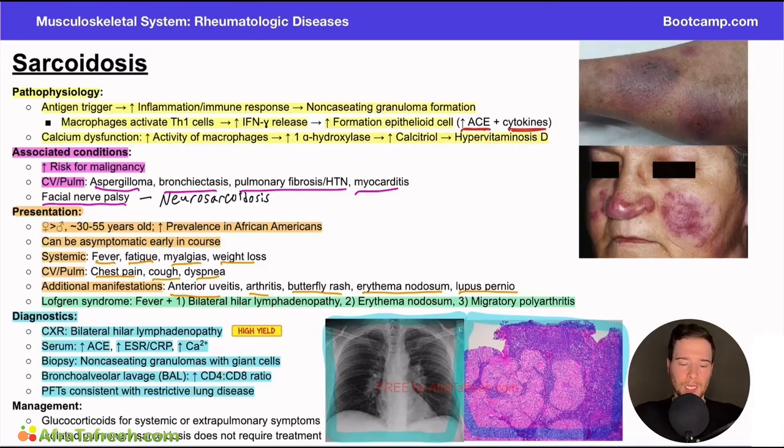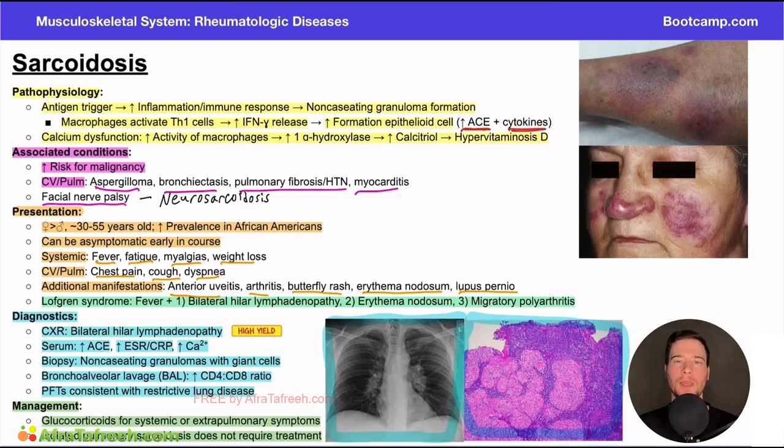Now, when we think about the management here, we're going to keep it pretty simple for this video, but it's really just going to be glucocorticoids for systemic or extrapulmonary symptoms. And they also like you to know that isolated pulmonary sarcoidosis does not require treatment. So if somebody just has lung findings, if they don't have these additional manifestations, they don't necessarily need to be treated if it's the lungs in isolation. But as the disease progresses, they typically get more and more symptoms as time goes on.